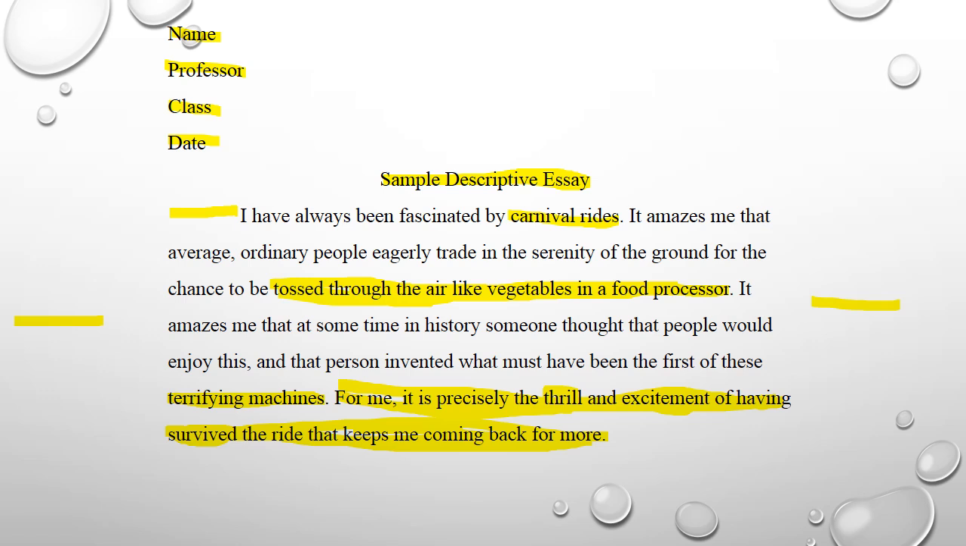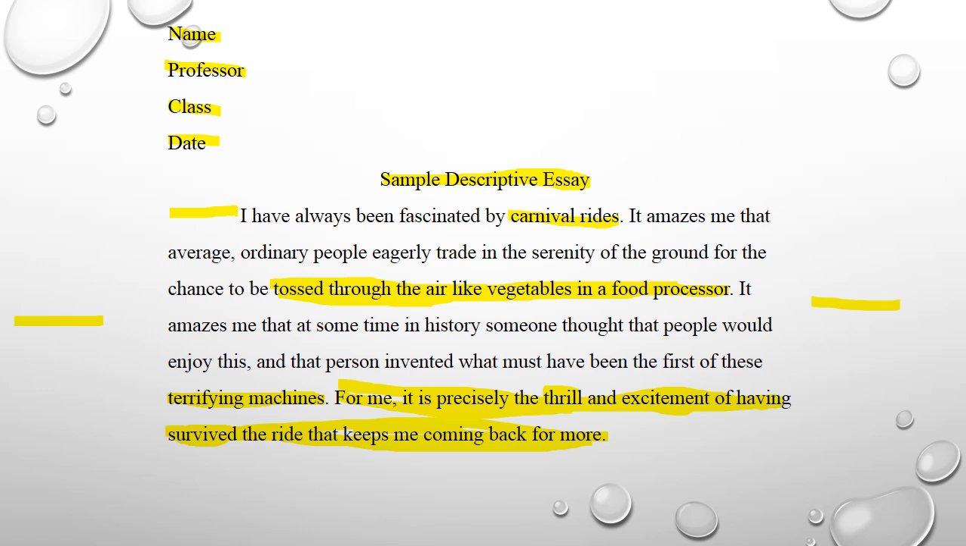let's follow along here as I read this first paragraph. It says, "I have always been fascinated by carnival rides. It amazes me that average, ordinary people eagerly trade in the serenity of the ground for the chance to be tossed through the air like vegetables in a food processor. It amazes me that at some time in history someone thought that people would enjoy this, and that person invented what must have been the first of these terrifying machines. For me, it is precisely the thrill and excitement of having survived the ride that keeps me coming back for more."